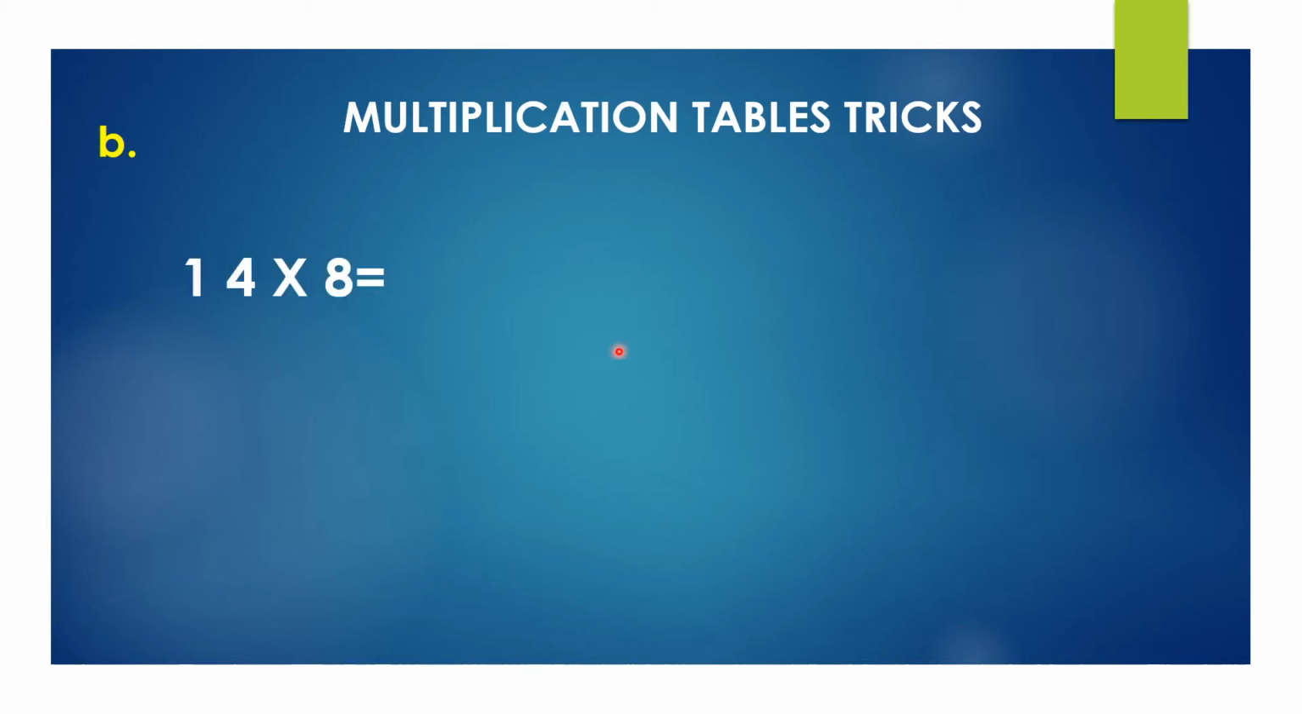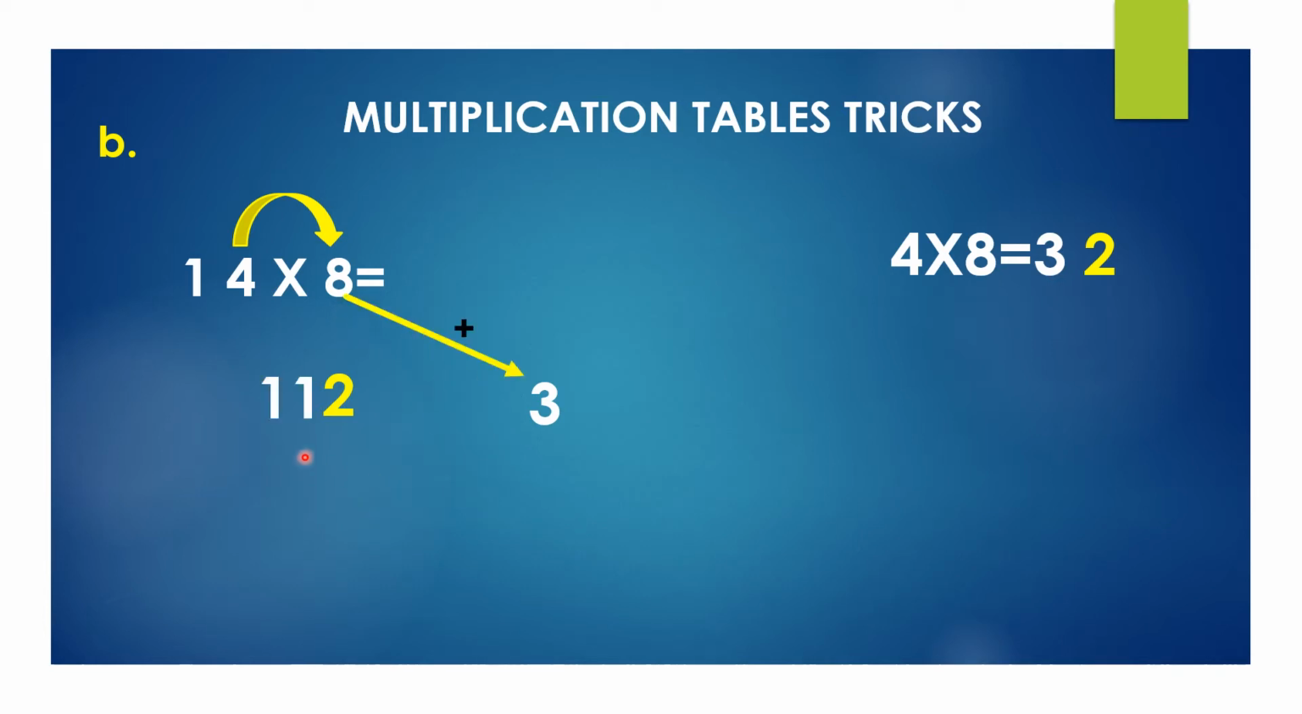Let's see one more example. 14 eights are. First step, 4 eights are. We all know 4 eights are 32. So just exactly under 8, you write the ones place digit 2. And to 8, we have to add the tens place digit 3. So 8 plus 3 is 11. So 14 eights are 112.